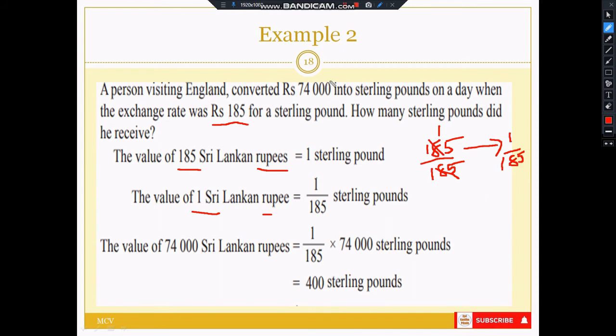Then you have to find 74,000 rupees. For 1 rupee, it is this amount, so for 74,000, it is 1 over 185 multiplied by 74,000. You can simplify this. When you simplify this, the answer is 400 sterling pounds.